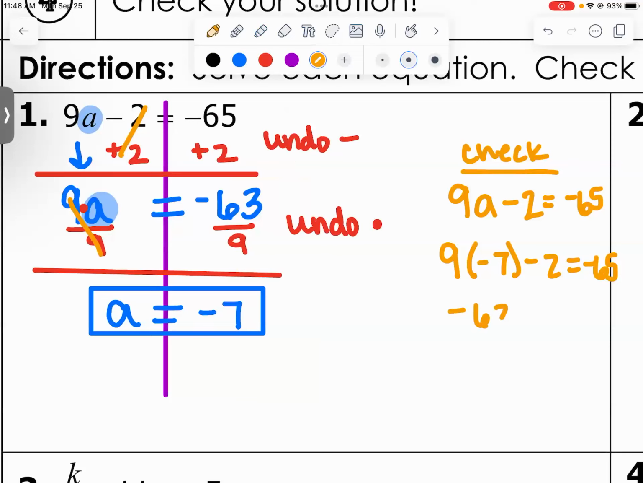Negative 63. Is negative 63 minus 2 equal to negative 65? Yeah. Awesome.